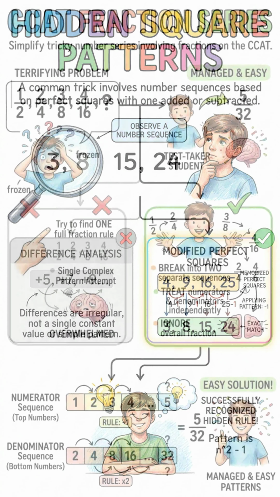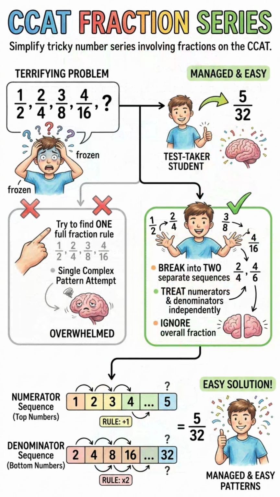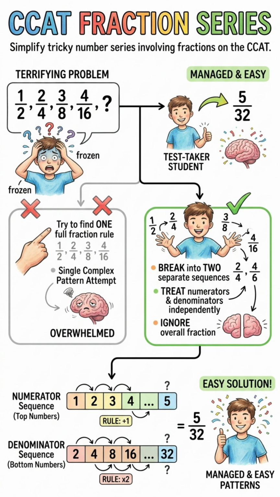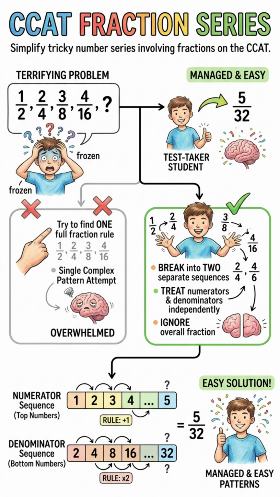Occasionally, the CCAT will present a number series using fractions, which often causes test takers to freeze in panic. The easiest way to handle a fraction series is to completely ignore the fact that they are fractions. You simply treat the top numbers as one independent sequence and find its rule, and then treat the bottom numbers as a completely separate sequence with its own rule. Breaking the fraction apart turns one terrifying problem into two very easy and manageable patterns.